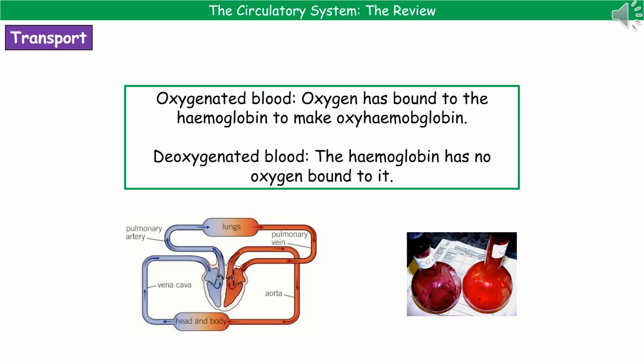So one of the common things that everyone thinks from looking at diagrams like the one on the bottom left there is that deoxygenated blood is blue, and that's completely incorrect. It's actually the purple colour, which is what you can see in those flasks on the right hand side. The one on the left is your deoxygenated blood, which is that dark purple colour, whereas the one on the right is the oxygenated blood, so that really bright vibrant red.